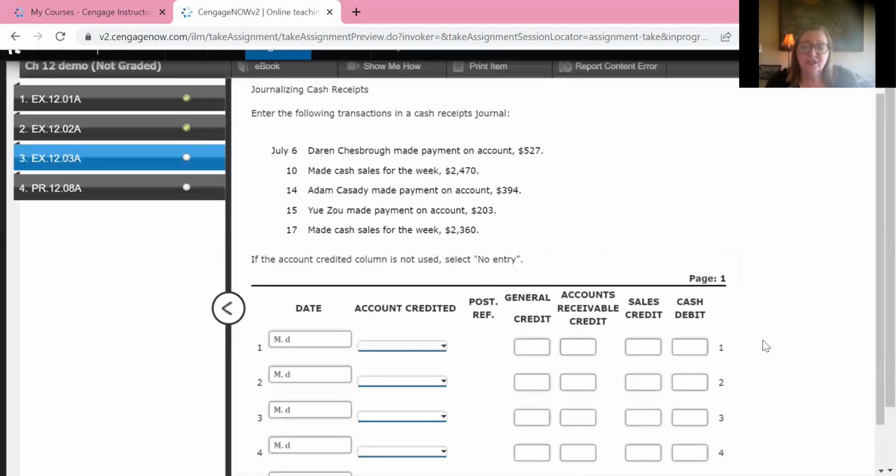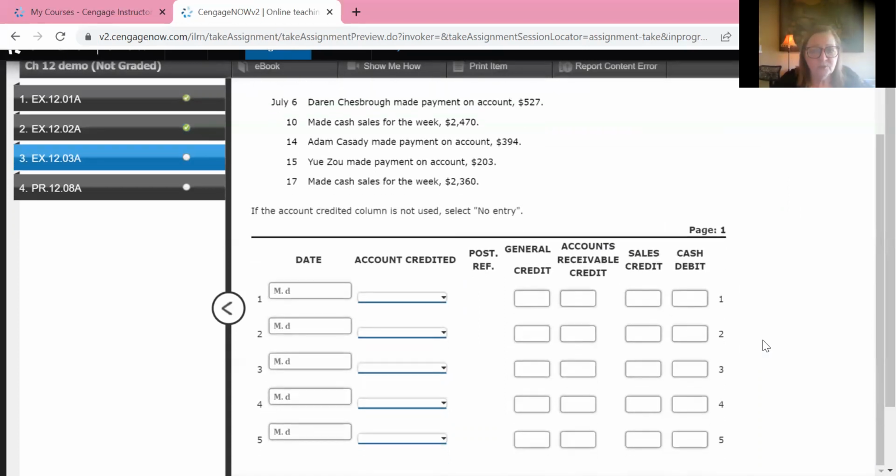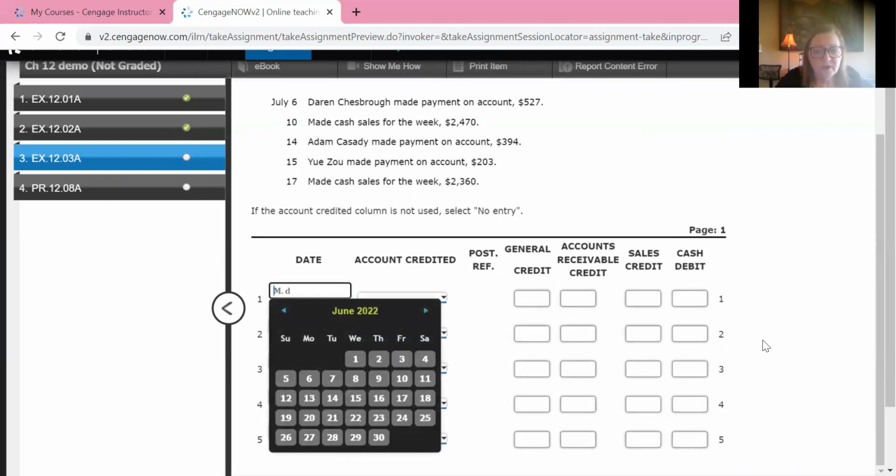This is a cash receipts journal. It says enter the following transactions in the cash receipts journal, and it gives us 5 different transactions. Darren Chesper made a payment on account of $527. And so we're going to go ahead and put the date in. Again, this is something I'm just going to push through here, July 6th.